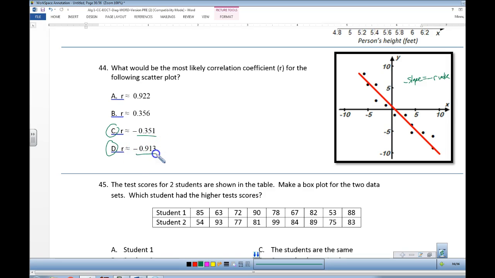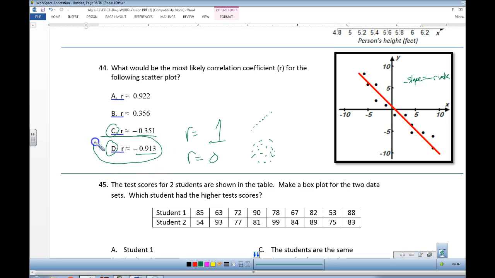Here's what you have to remember. The closer the R value comes to 1, the closer the values are to the line. When R equals 1, it's a perfectly straight line with your data points. When R equals 0, it's a big mess, stuff everywhere. So, which would it be? Would it be 0.913, which is close to that 1 value, or 0.351, which is closer to that 0 value? Obviously, I hope you said D.